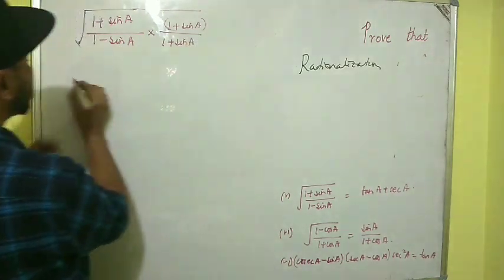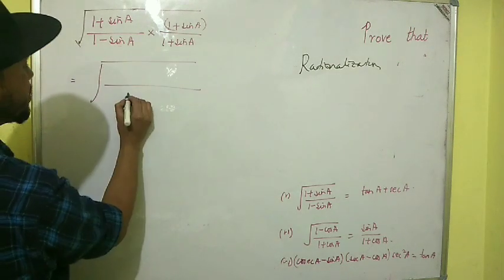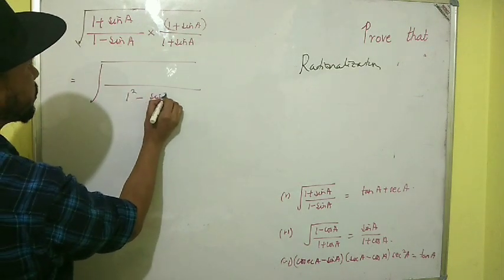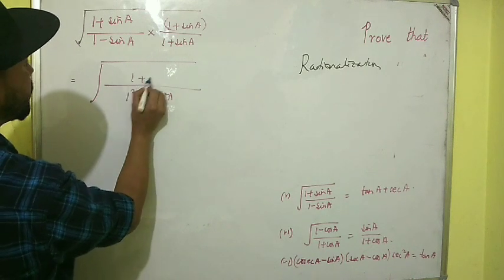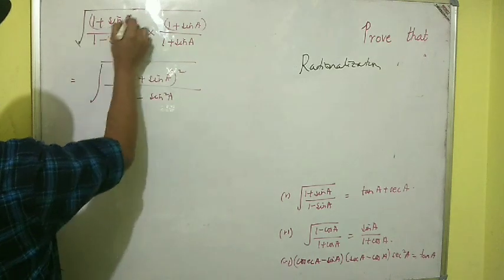Now this will again be in that form: a plus b, a minus b, a square minus b square. Now this will be a plus b whole square, because 1 plus sine A into 1 plus sine A.